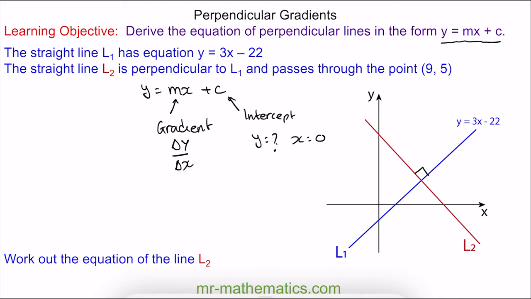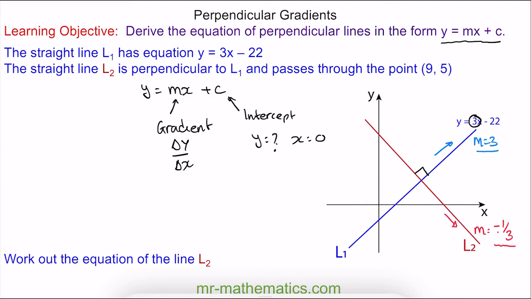For instance, we know the gradient of the blue line is 3, which means the gradient of our red line will be negative 1/3. This is the negative reciprocal of 3. We can see this makes sense because for L1, the gradient is positive as the line goes up, and for L2, the gradient is negative as the line goes down. So now we have the gradient of line L2.